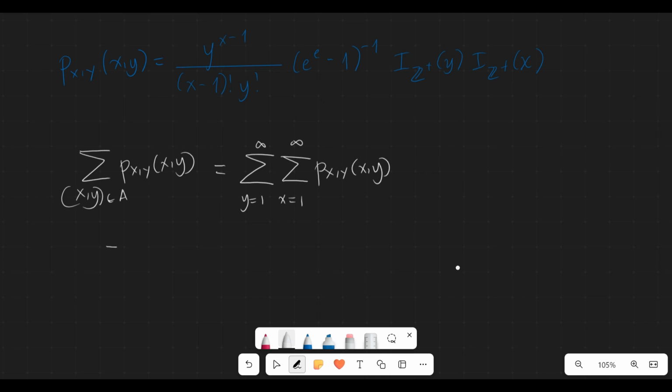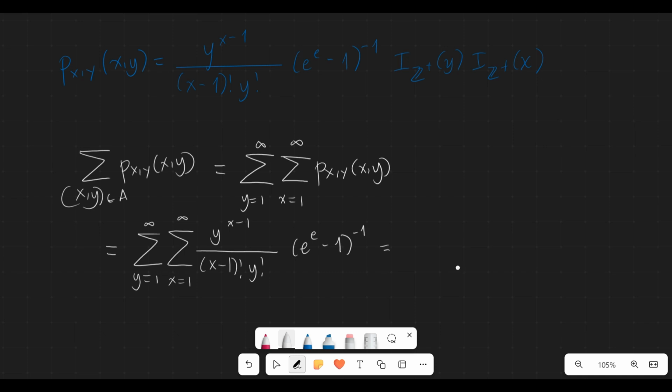And so doing that, we have the summation from y equals 1 to infinity of the summation where x goes from 1 up to infinity of yung term of the sum natin will be this one. That will be y raised to x minus 1 divided by x minus 1 factorial, y factorial, then e raised to e minus 1 raised to negative 1. And so now notice that in terms of x, we have the constants y factorial sa denominator and also this one. So now let's factor them out of the summation.